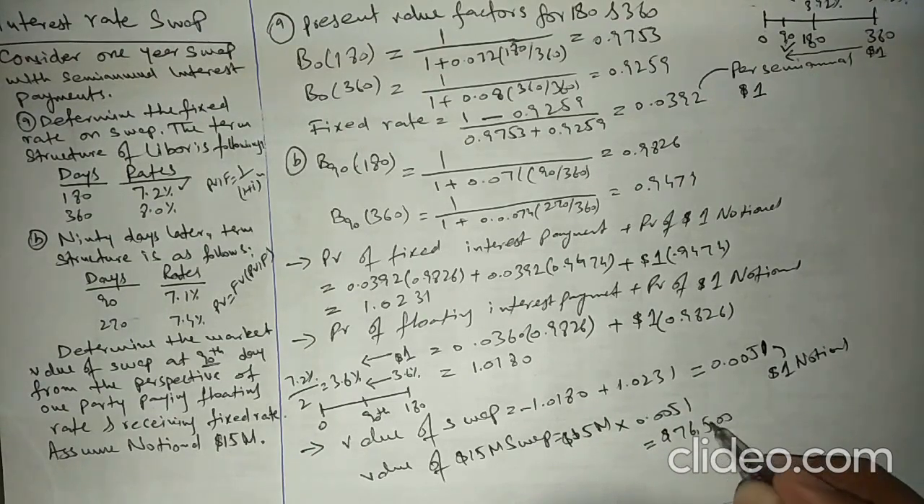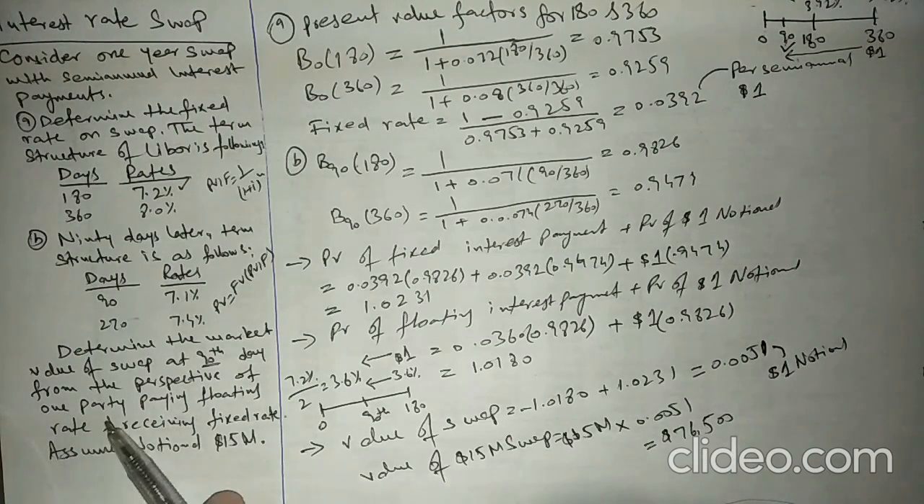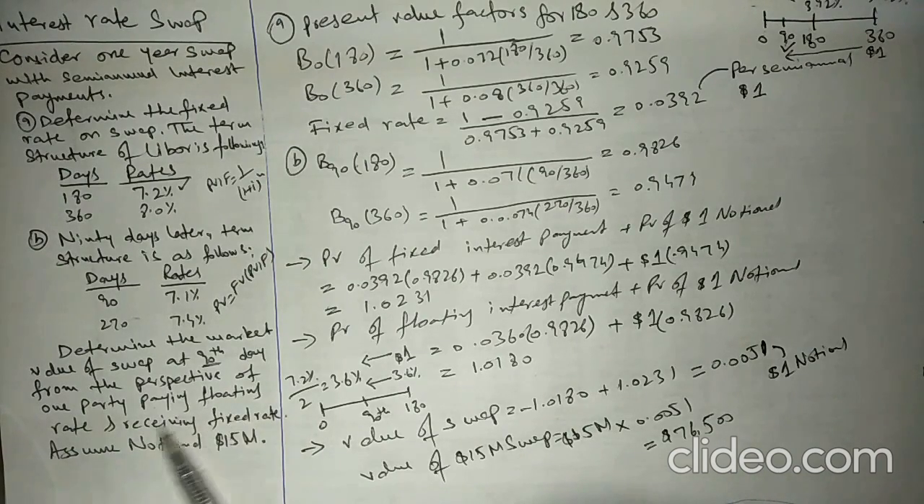76,500. So it means that if the interest rate agreement between two parties has a notional principal of 15 million, then after 90 days the value of the swap is 76,500 for the party who is paying floating rate and receiving fixed rate, and the value of the swap for the other party who is receiving floating and paying fixed rate will be minus 76,500.